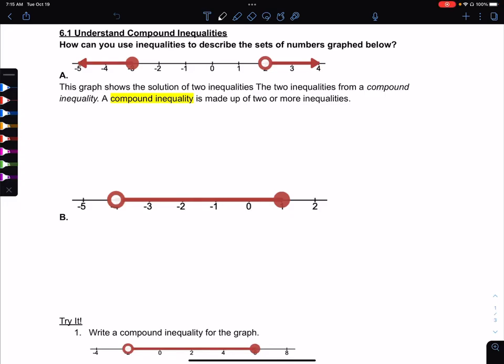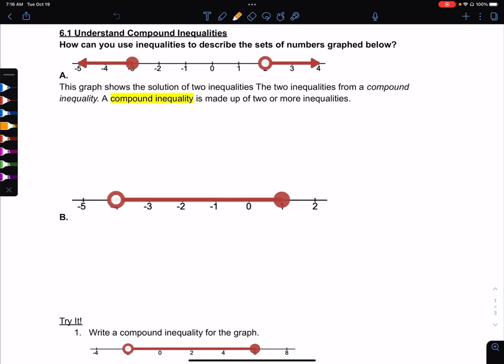In this video, we're going to look at topic 6, example 1, understand compound inequalities. So the main question: how can you use inequalities to describe the sets of numbers graphed below? And in part A, we have an inequality here on a number line, and then the statement, this graph shows the solution of two inequalities.